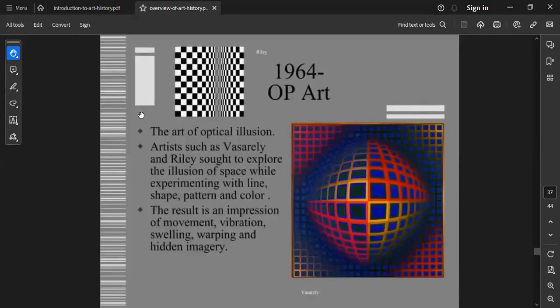And then we have the op art, which plays with the optical illusion. Artists such as Vasarely and Riley sought to explore the illusion of space. So it is one single space. However, you see the volumetric expansion is happening in a spherical way at the central part. The result is an impression of movement, vibration, swelling, warping, hidden imagery, etc. Here you can see this appears to be moving, but this is nothing but the manipulation of a surface, and it seems that this part is kind of popping down in that area. But this is nothing but the surface manipulation.